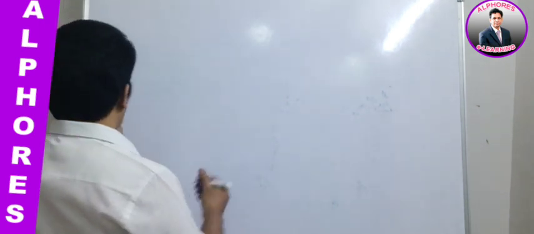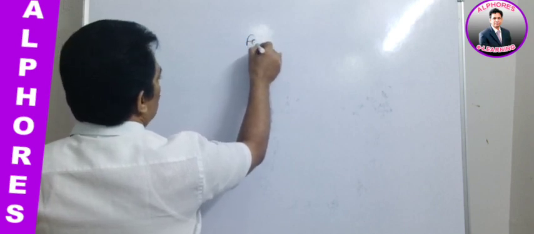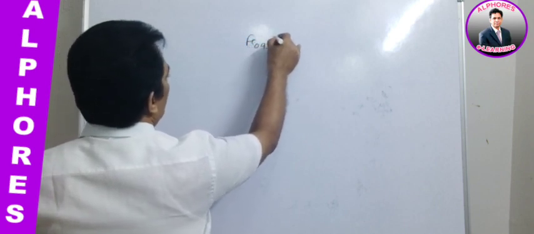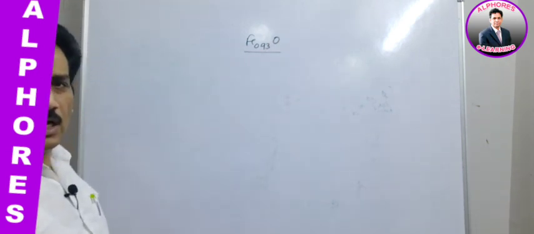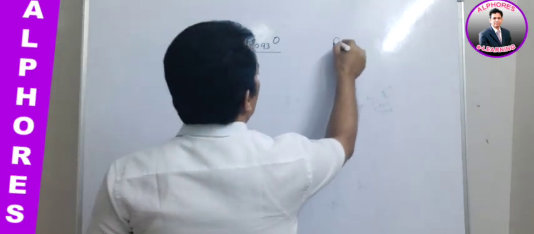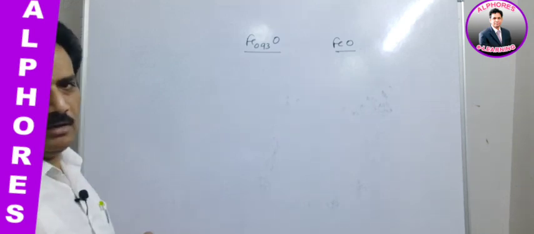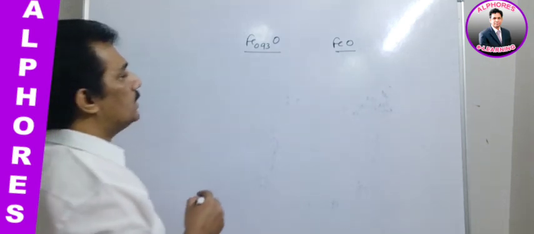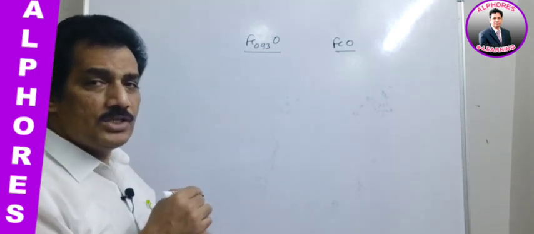It is when Fe0.93O is given. Actually it is a non-stoichiometric compound. Why? Because it should be FeO. But here metal deficiency has happened. How did it happen? Because of the missing of the cation, that is, a cation vacancy is created.